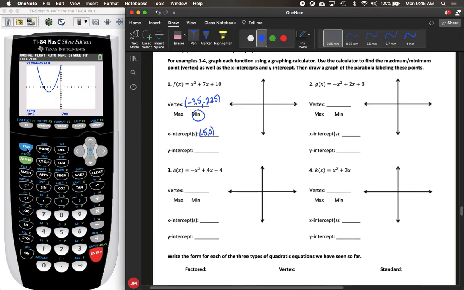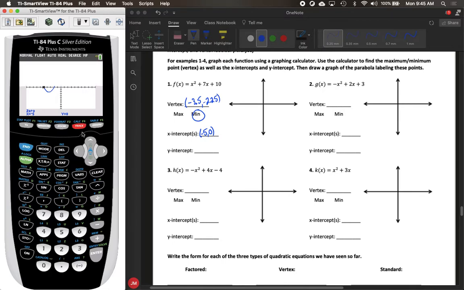Now there's also another x-intercept, so let's do it again. Second calc, option 2 for 0. Again, we need a left bound, so somewhere to the left of our x-intercept. Then move it somewhere to the right of our x-intercept for the right bound. And then go ahead and press enter to guess where it looks like that is. And it turns out that that is at -2, 0.